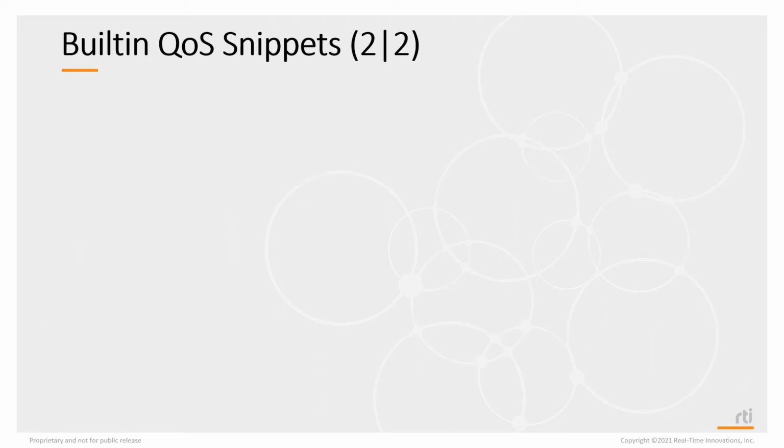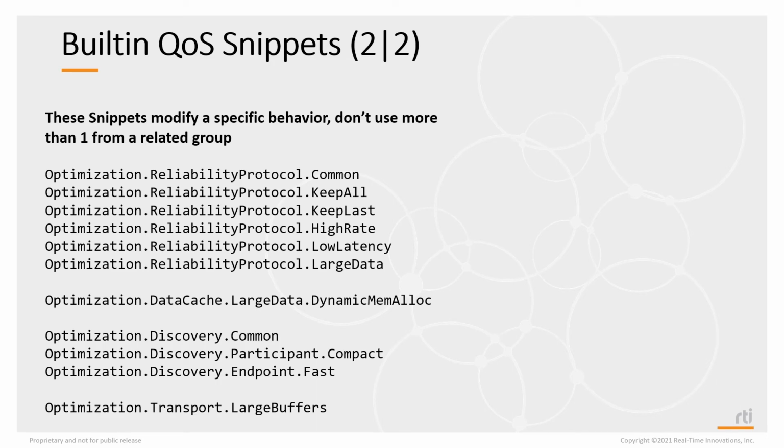So let's take a look at some other QoS snippets. These snippets, at least the first set of snippets, all relate to the reliability protocol. You shouldn't use more than one of these. So if you use one, you wouldn't use another one. So for the optimization reliability protocol, if you use keep last, you wouldn't use high rate. If you use large data, you wouldn't use keep all. They basically will fight each other if you try to use both of them at the same time.